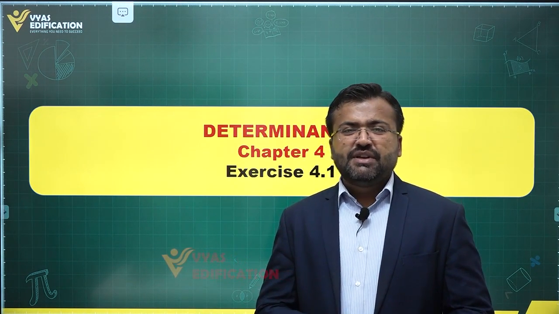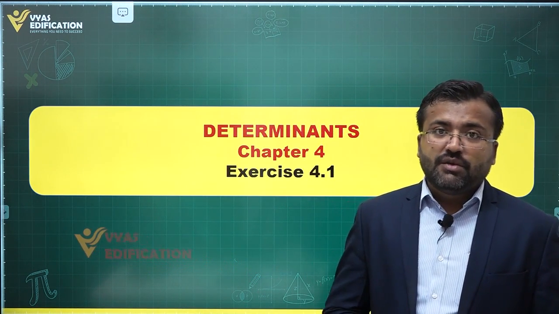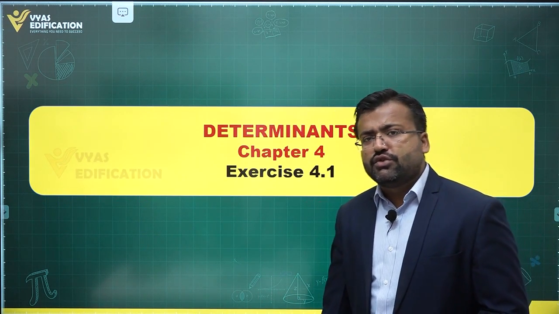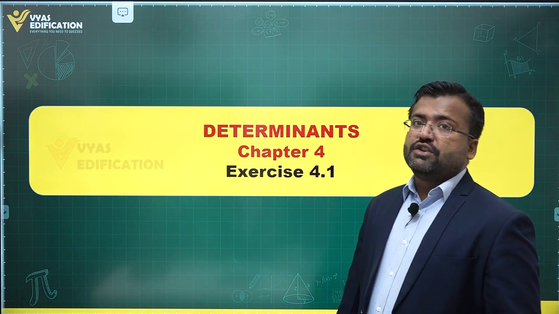Exercise 4.1 is basically related to simple expansion of determinant, simple properties of determinants, and we'll be seeing each and every question one by one. Let's begin with the first question over here.